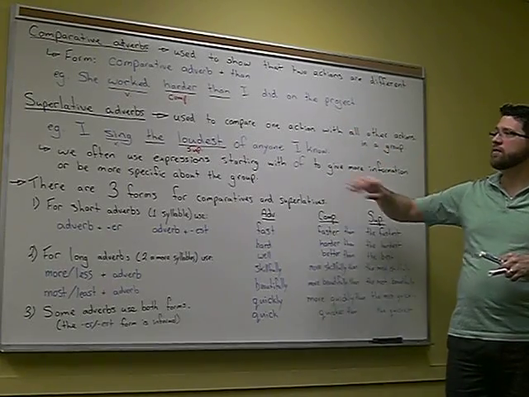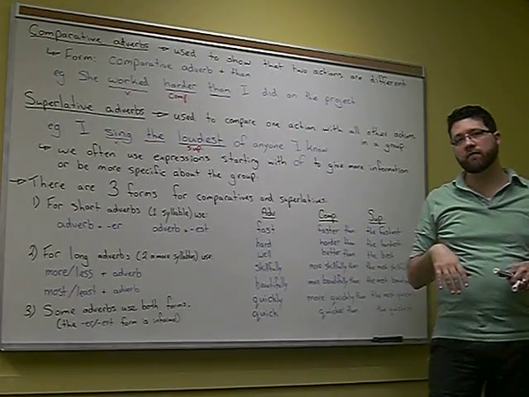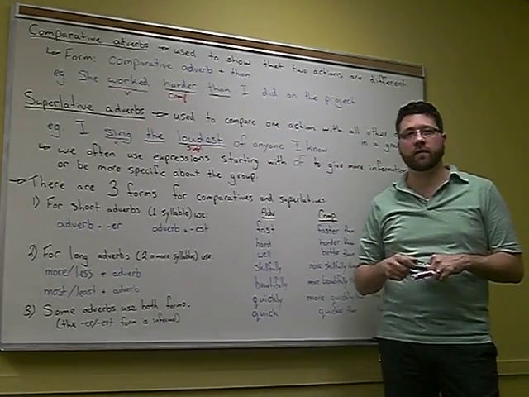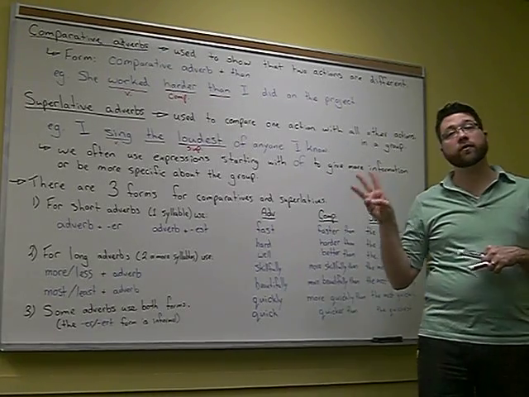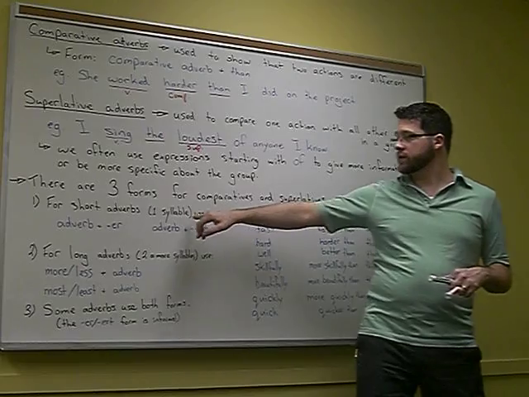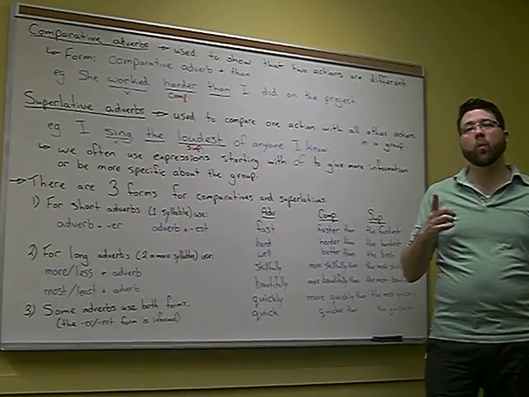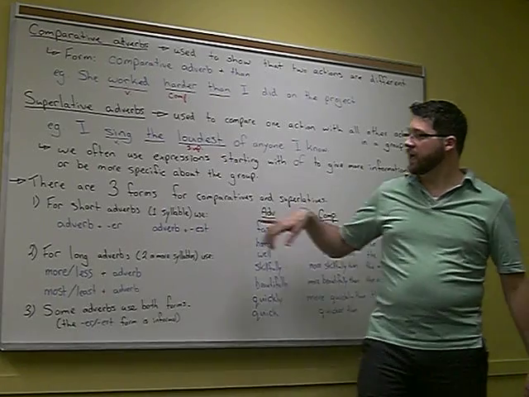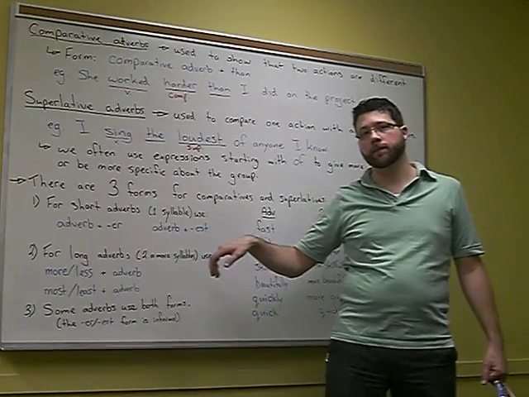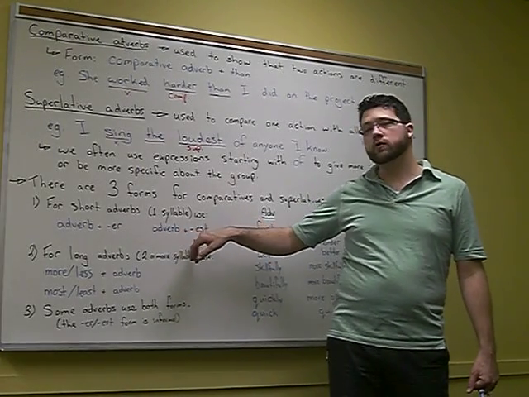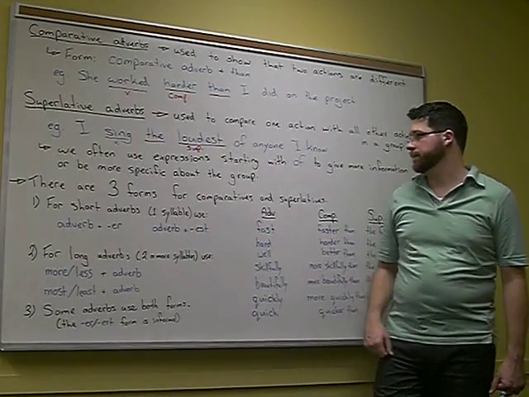So let's have a look at how we make these comparative adverbs and these superlative adverbs. And just like the adjectives, there are three ways. The first is for short adverbs, anything that's one syllable. If it's a comparative, we use adverb plus er. If it's a superlative, it's adverb plus est.